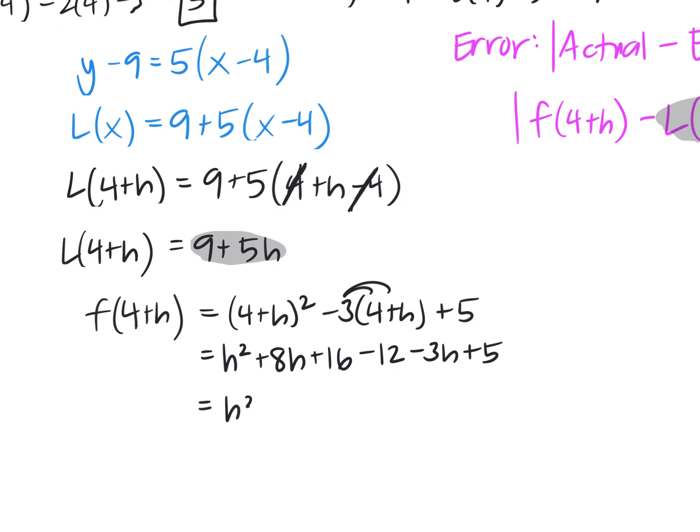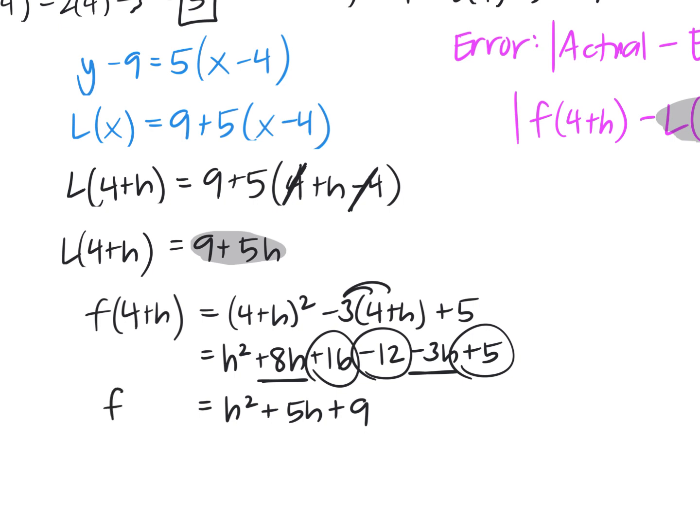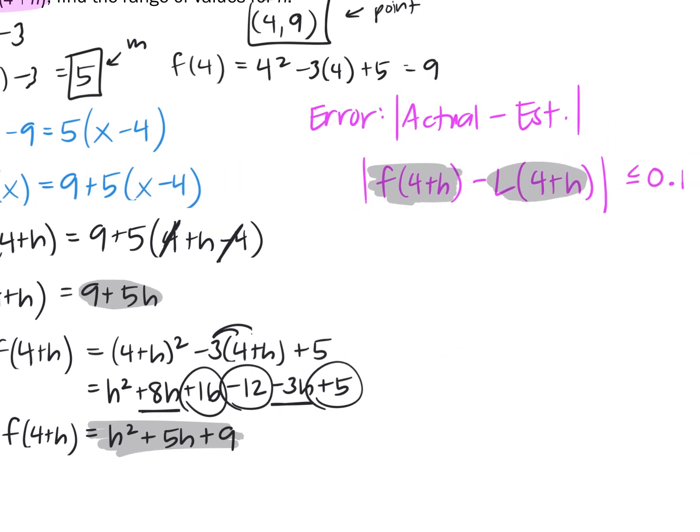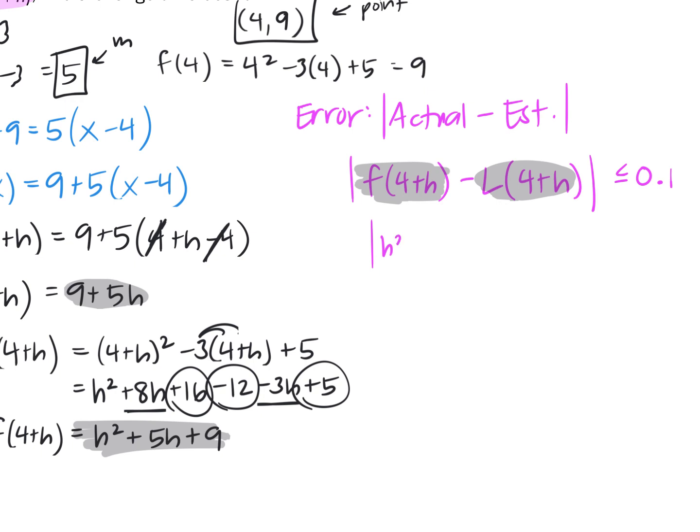Combine all those like terms. H squared plus, how many h's? 5 h's. And then add all those numbers together here, I get plus 9. So f of 4 plus h is equal to that whole thing right there. So I'm going to plug that in to where my actual function is. So let's go ahead and do that. In my absolute value here, I've got h squared plus 5h plus 9 minus, parentheses are important, 9 plus 5h.